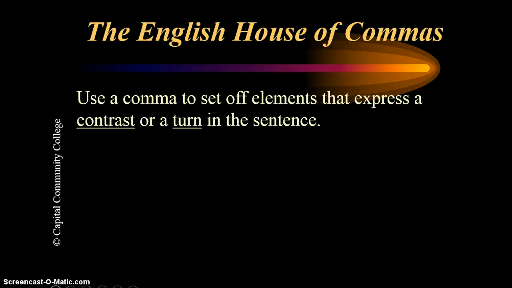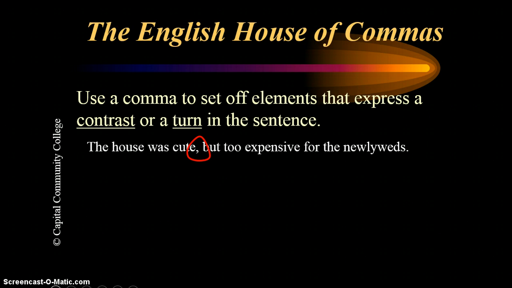Fifth comma rule. You want to use a comma to set off elements that express a contrast or turn in the sentence. This is a place where you might not have two independent clauses, but if you're using words like but or not to indicate some sort of contrast between the beginning and the end, you can put that comma in between them to indicate that turn of events.